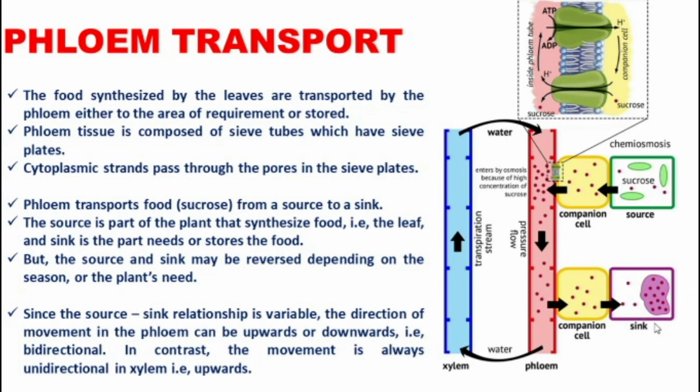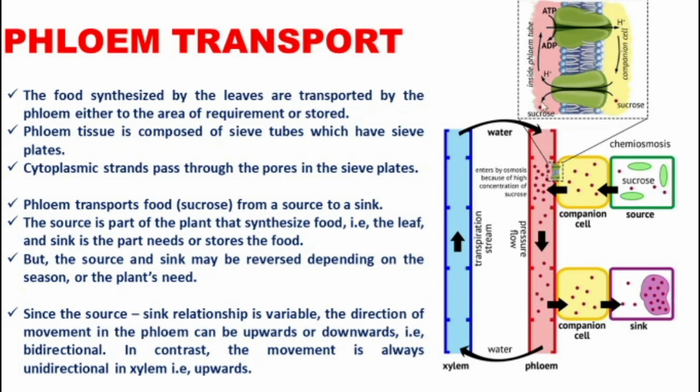Since the source-sink relationship is variable, the direction of movement in the phloem can be upwards or downwards. So that is called bidirectional. If the food material is synthesized in the leaf and transported towards the root, it moves downwards. But in the autumn season, the food substances will be transported from the stem to the growing leaflets.